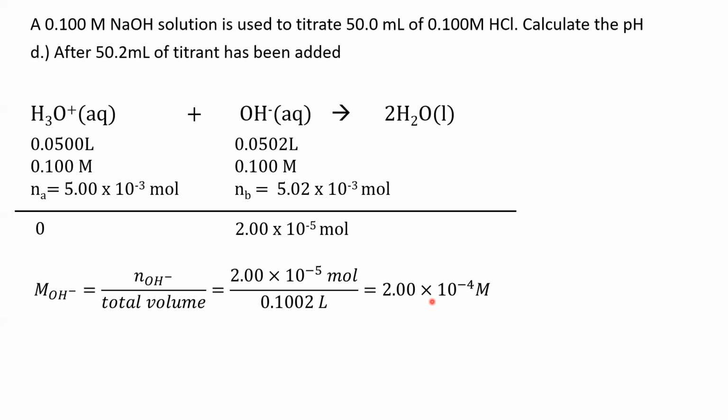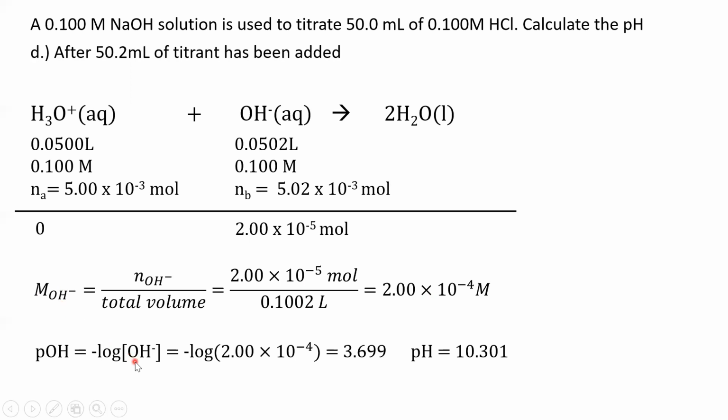Now, the first two calculations we did, the molarity was for the hydronium ion because that was what was in excess. But this time, it's the molarity of the hydroxide ion. So if we take the negative log of that molarity, that's going to give us the pOH. If we subtract it from 14, then that'll give us the pH.